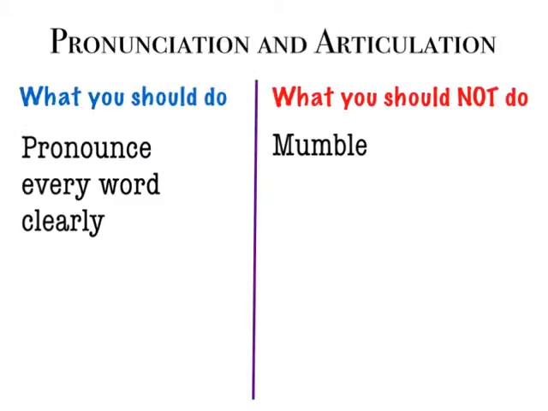Let's begin. The first criteria in marking your reading aloud, the way that teachers grade your reading aloud, is through this section called pronunciation and articulation. What you should do is, when you read, you should pronounce every word clearly. What you should not do is mumble. Let's look at a good example of pronouncing every word clearly in the next slide.